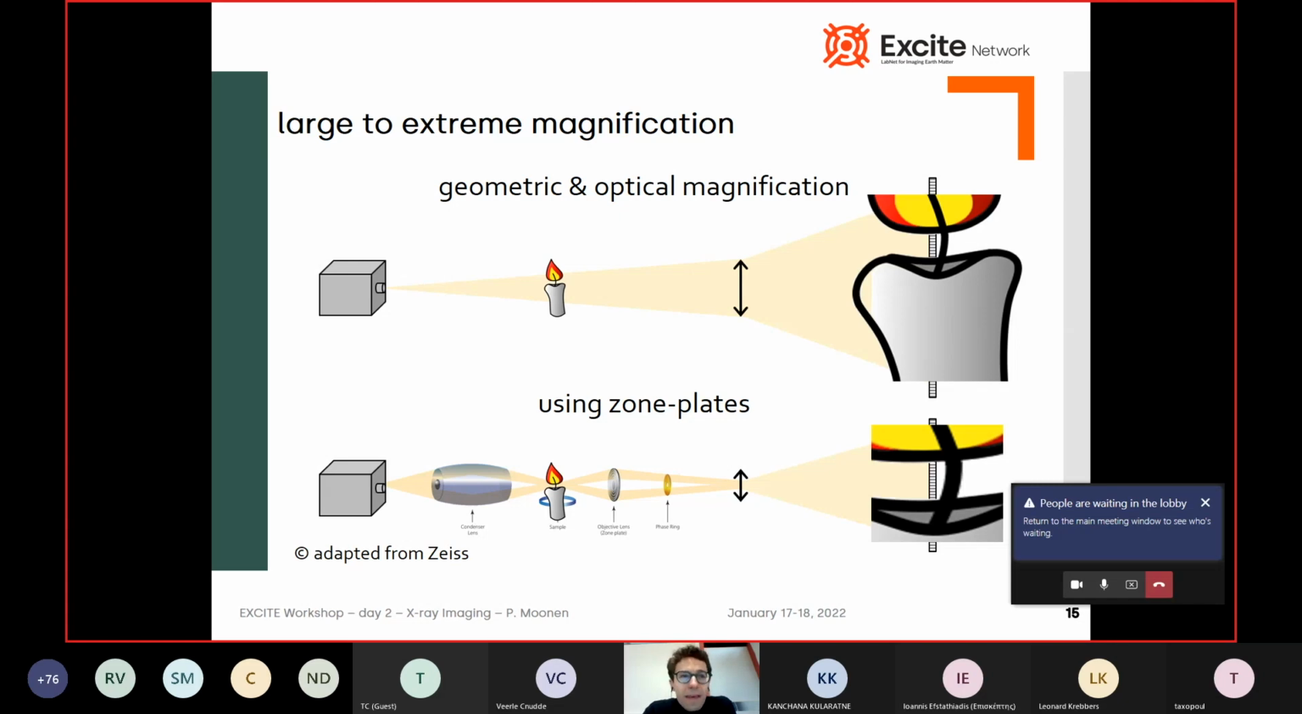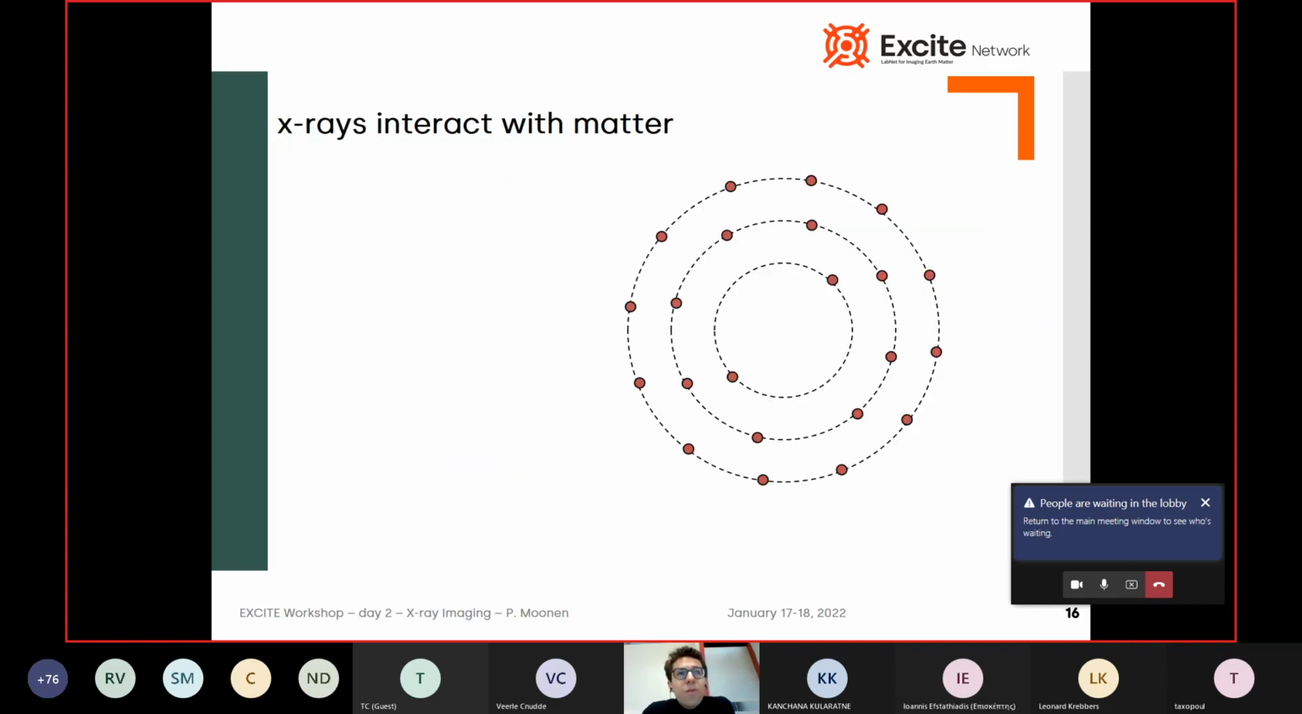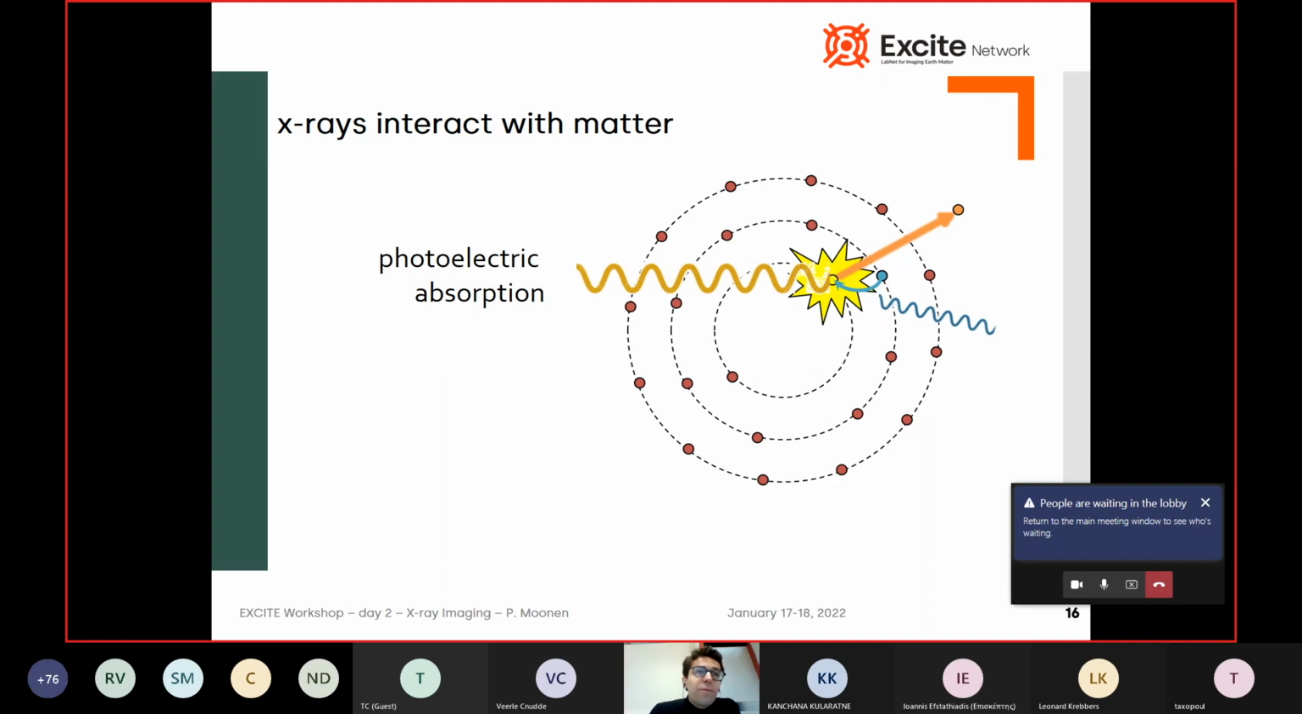Whatever the magnification strategy, the key in forming an image is nevertheless that the X-ray beam interacts with your object. And so how does an X-ray beam interact with matter? There are many things that are going on. The very first thing is, for example, photoelectric absorption, where an X-ray beam kicks out one of the electrons from its shell, and another electron takes its place, hereby emitting a characteristic X-ray.